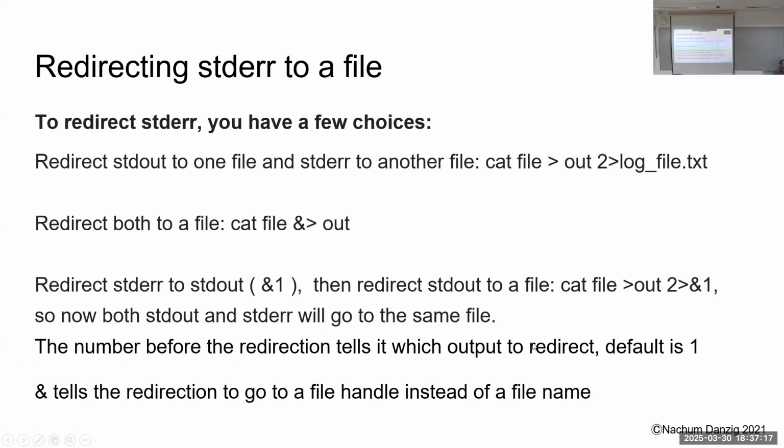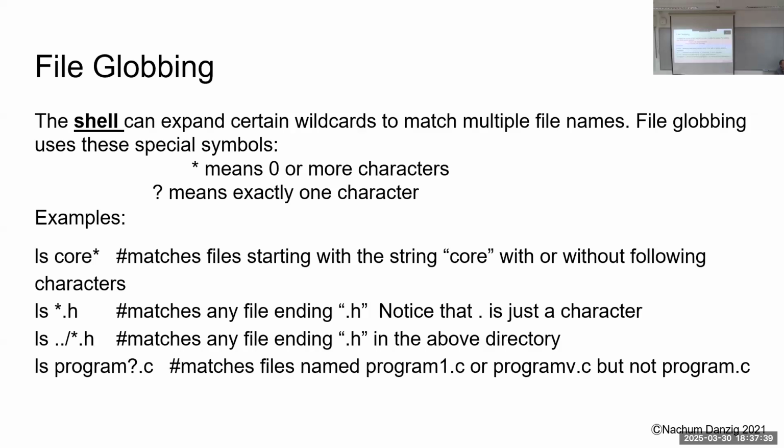The number before the redirection tells it which output to redirect. Right? The ampersand tells the redirection to go to a file handle instead of a file name. That is, to treat the 1 as a handle and not a name. In other words, as a reference to a file and not the name of a file. 1 could be the name of a file. I have to say ampersand 1 to say it's a reference to a file. It's called a handle. Okay.